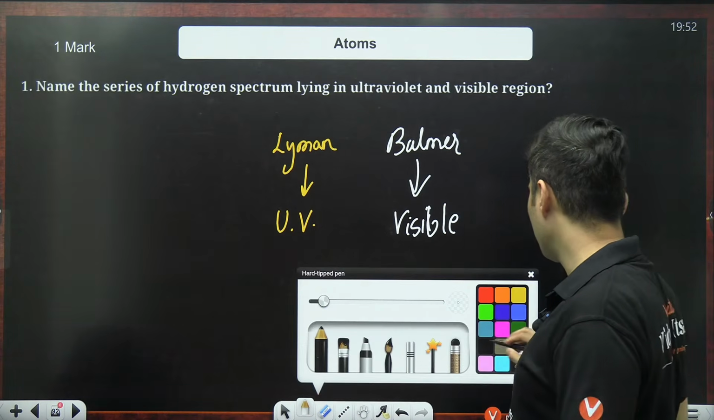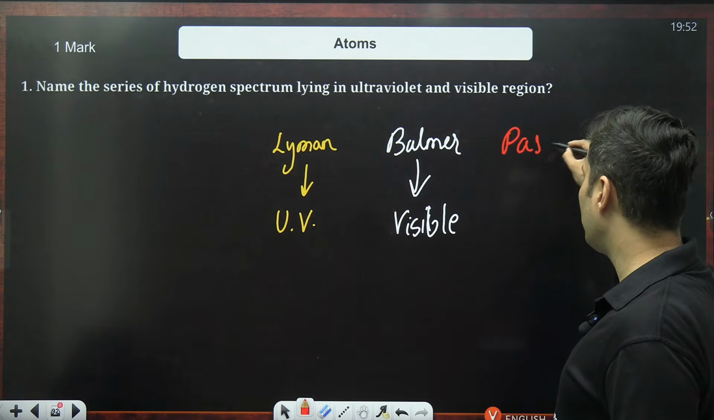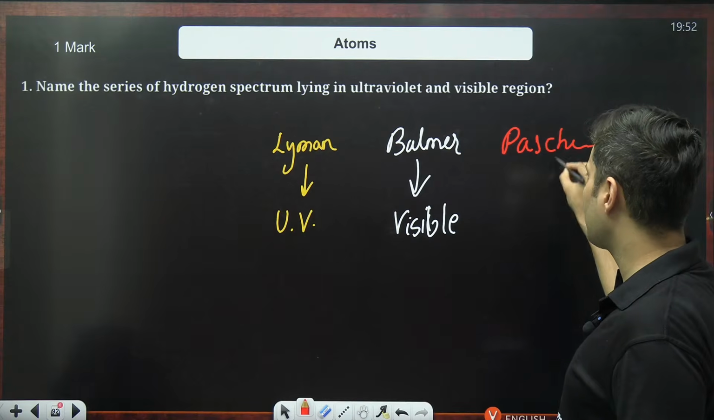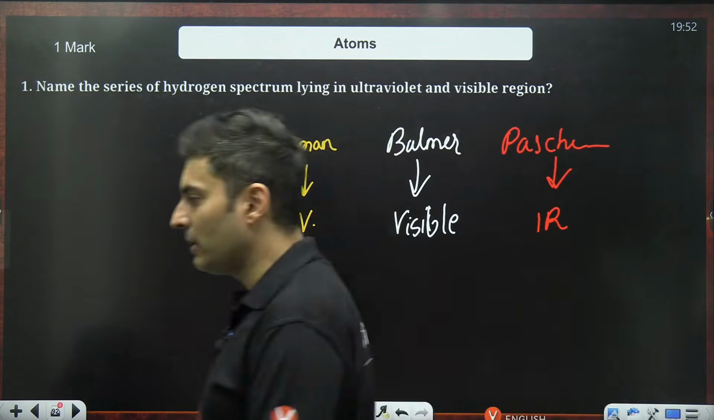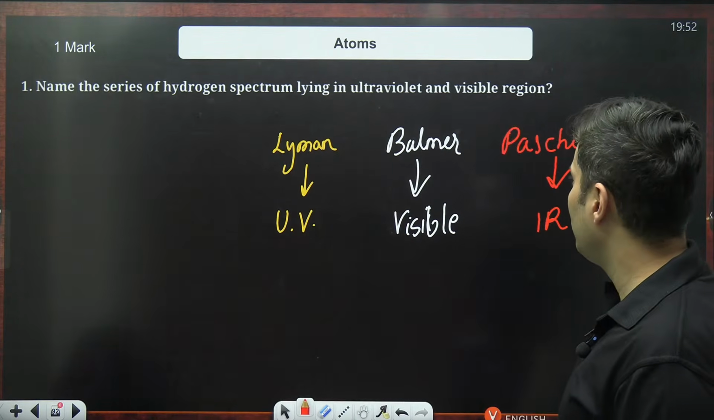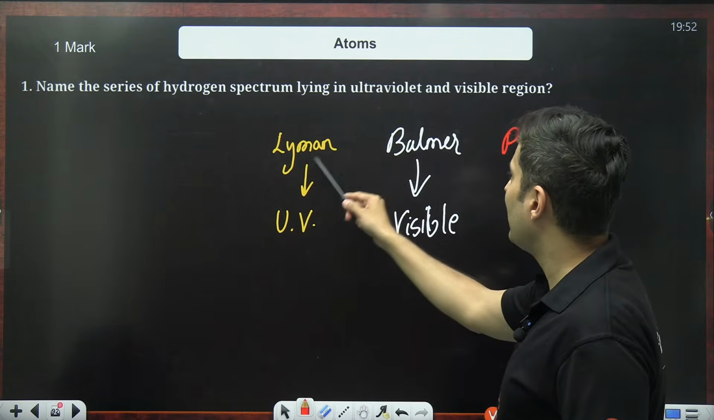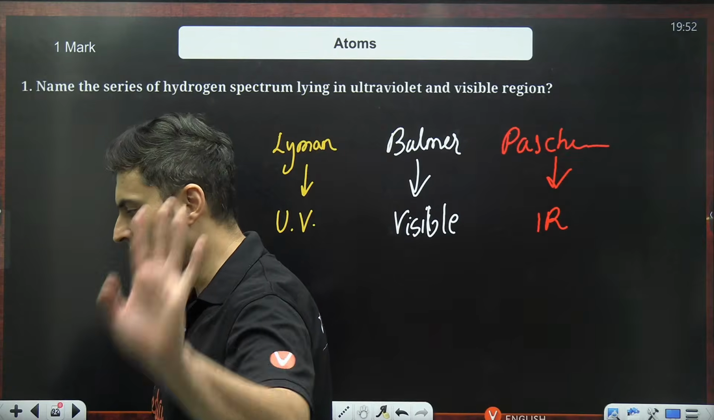Visible spectrum person. Then Paschen, Pfund, etc. All these people, they are infrared people. Yeah, infrared people, correct. So ultraviolet and visible: ultraviolet is Lyman, visible is Balmer. That's it. As simple as that.